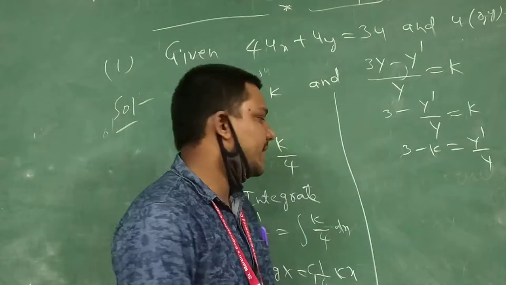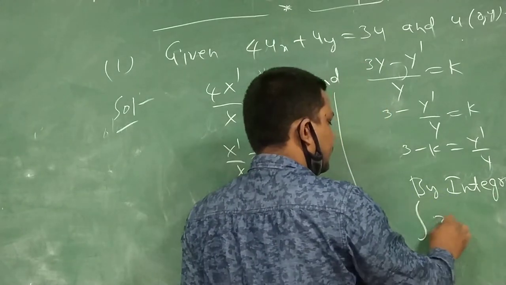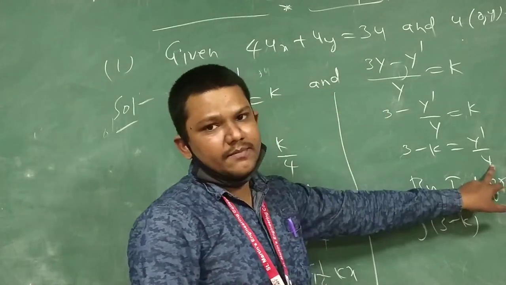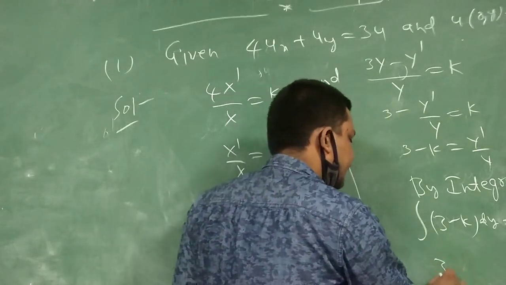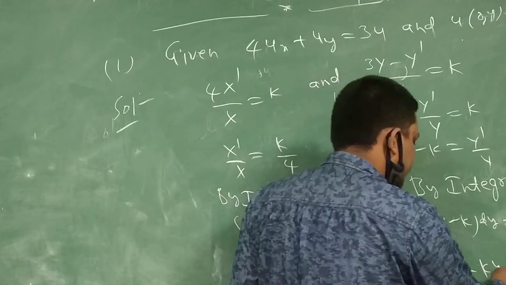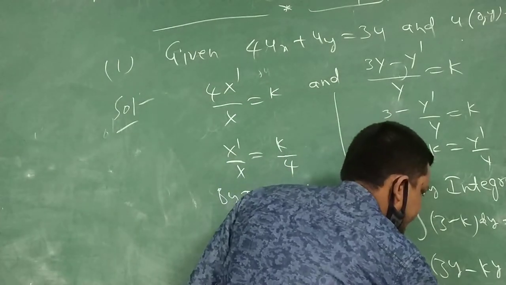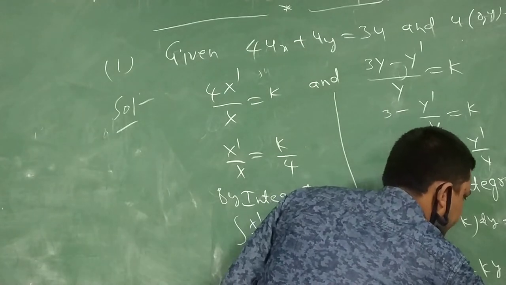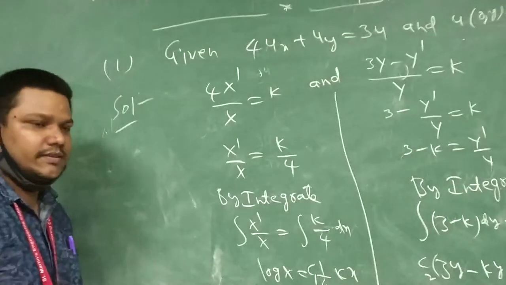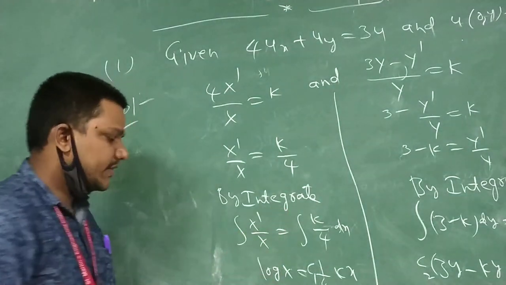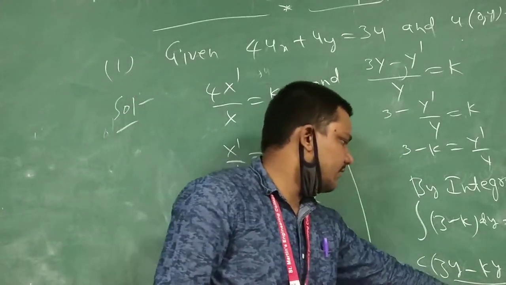To remove the derivative terms, we integrate. The integration of 3 minus k, these are functions of y alone, so we get dy, the integration of y dash by y. So we get 3y minus ky plus some constant equal to log y plus a constant, say c2. So y is equal to c2 into e power 3y minus ky. Taking y common, we get 3 minus k. You see here, the x function is c1 into e power kx by 4, and the y function is c2 into e power y of 3 minus k.